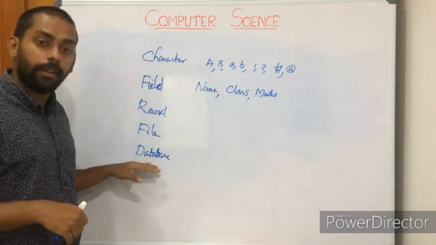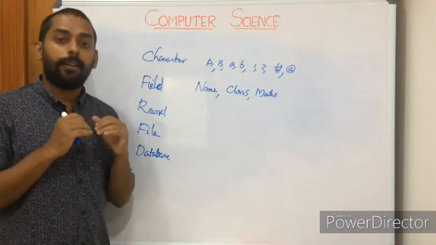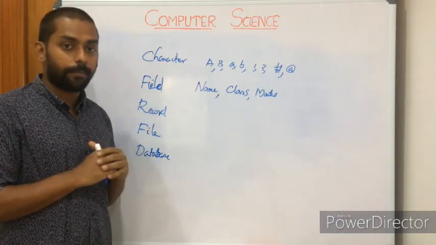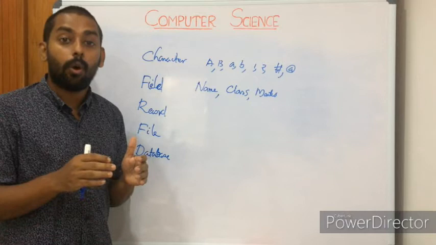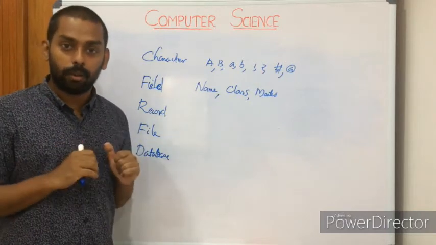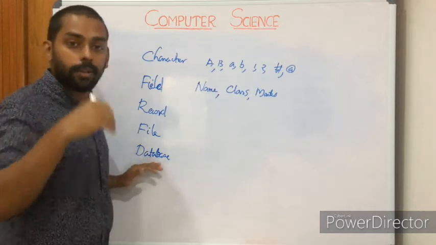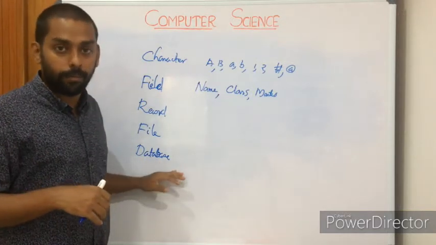And finally here comes the database. A database is an organized collection of integrated files. For example, the progress report of all the students in a school. It is somewhat a big one, right? The progress report of all the students in a school. That is what a database is.